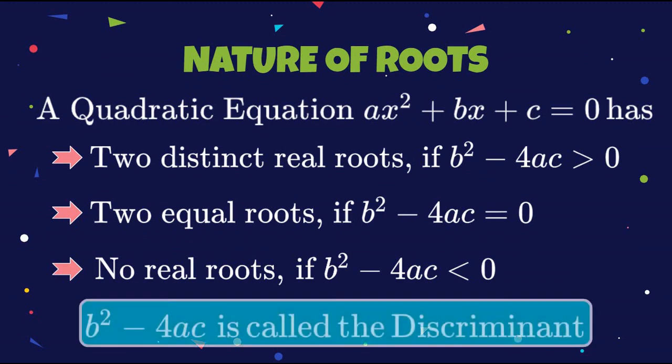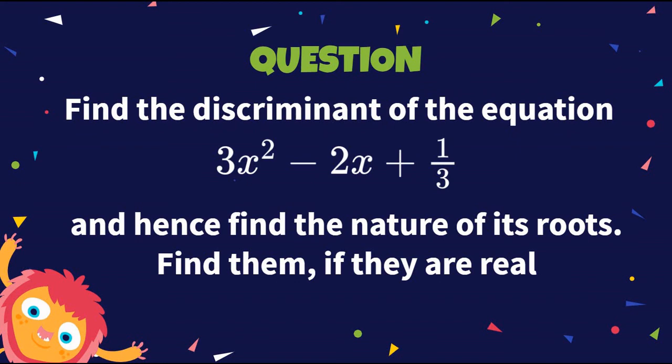And one more important thing to remember is that this b square minus 4ac is called the discriminant. Remember discriminant, and it is also represented by capital D. Alright, so let's look at a quick question from this topic.